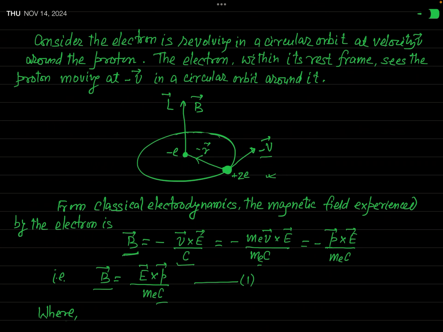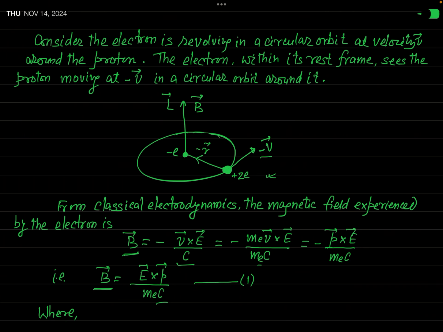The vector product of two vectors is not commutative. A cross B is equal to minus B cross A. So minus p cross E can be written as E cross p. And that's why we have written that this B is equal to E cross p over m_e c.